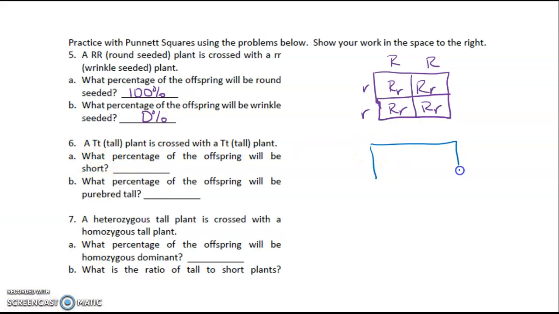And then you'll do the same thing with the next. This is the Punnett square for number 6. We have capital T, lowercase t, capital T, lowercase t, and then you'll cross it and you'll see what you have. I think that's it. All right, if you have any questions, let me know.